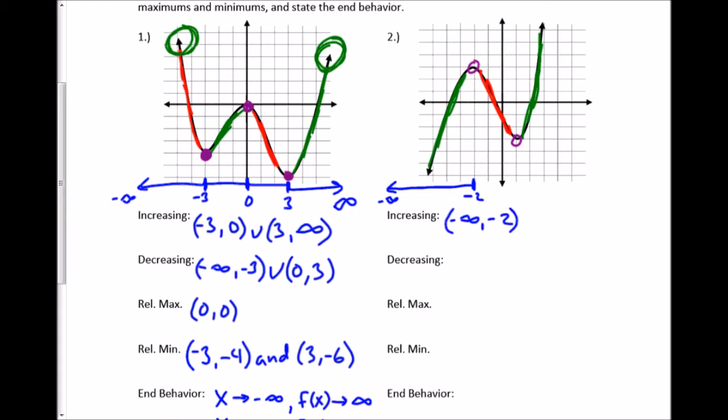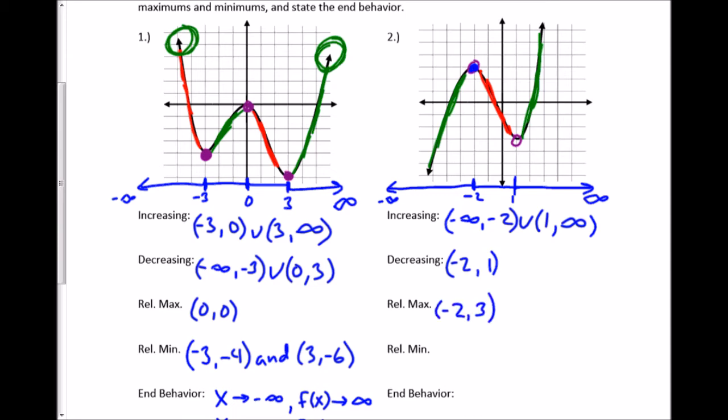Those values are not included, so I use parentheses. And then from negative 2 until I get to this value right here, from negative 2 to positive 1, it's decreasing. It's going down. And then from positive 1 on up, it's increasing again, so from 1 to infinity, it's increasing. Okay, increasing and decreasing. And then relative maximums. I've got a relative maximum right here at the ordered pair negative 2, 3.